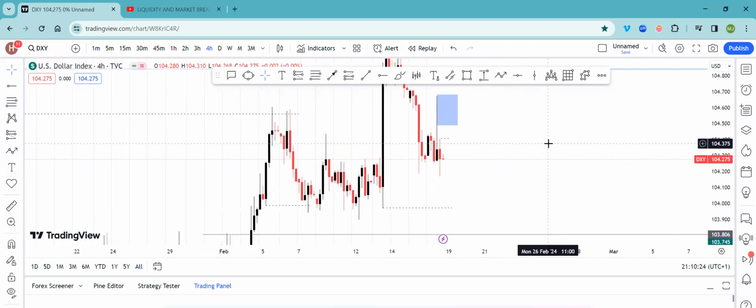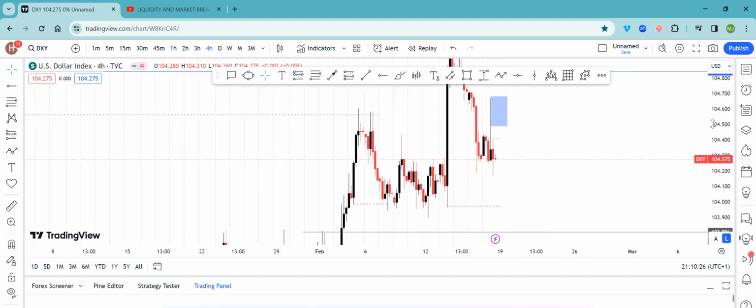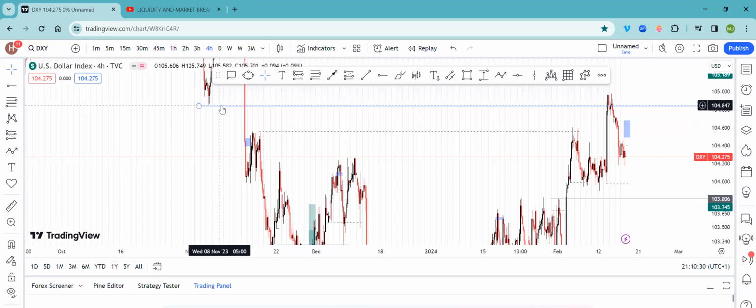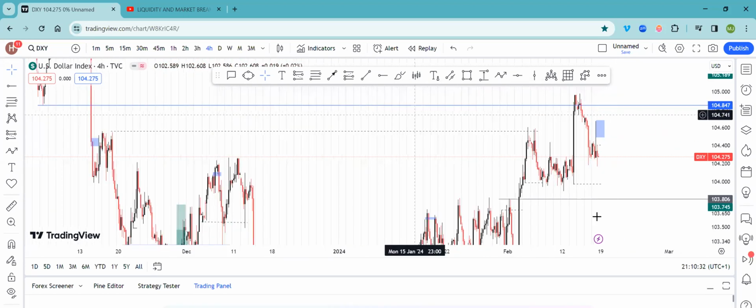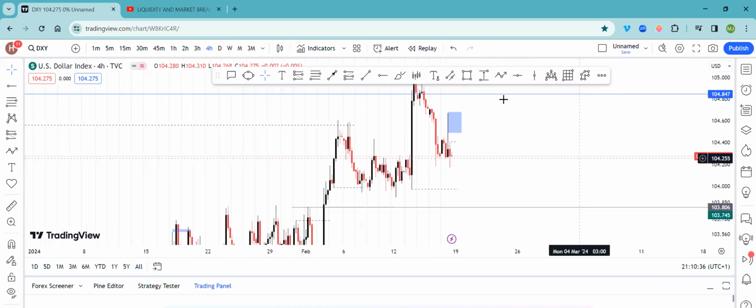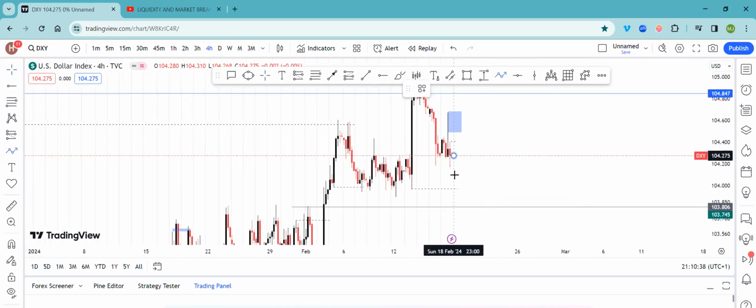Now, this is what I'm actually expecting on DXY. If you look at DXY, where we are coming from, we already took out this liquidity, right? We filled this level of inefficiency in the price action area. So I'm expecting the market to push all the way, at least to take out this low again, to fill this inefficiency again. We have inefficiency here.